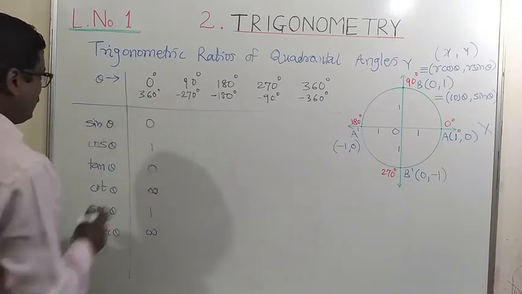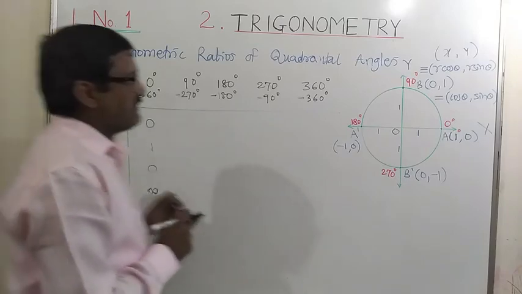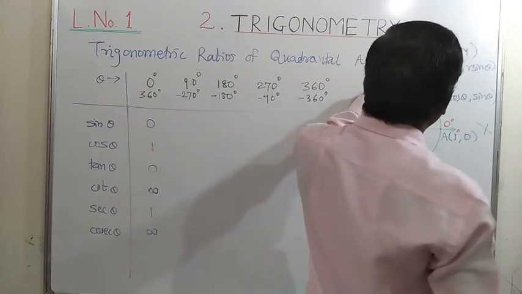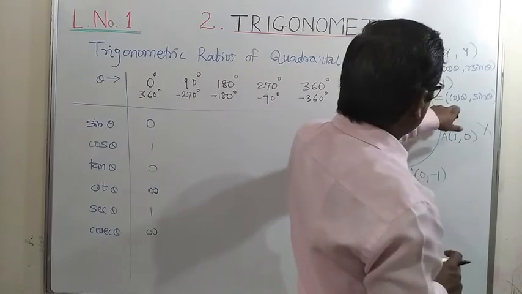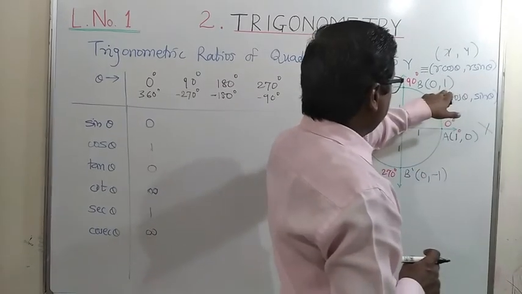Let us see about 90 degree. Now at angle 90 degree, the x coordinate is 0, so cos theta will be 0 and sin theta will be 1.